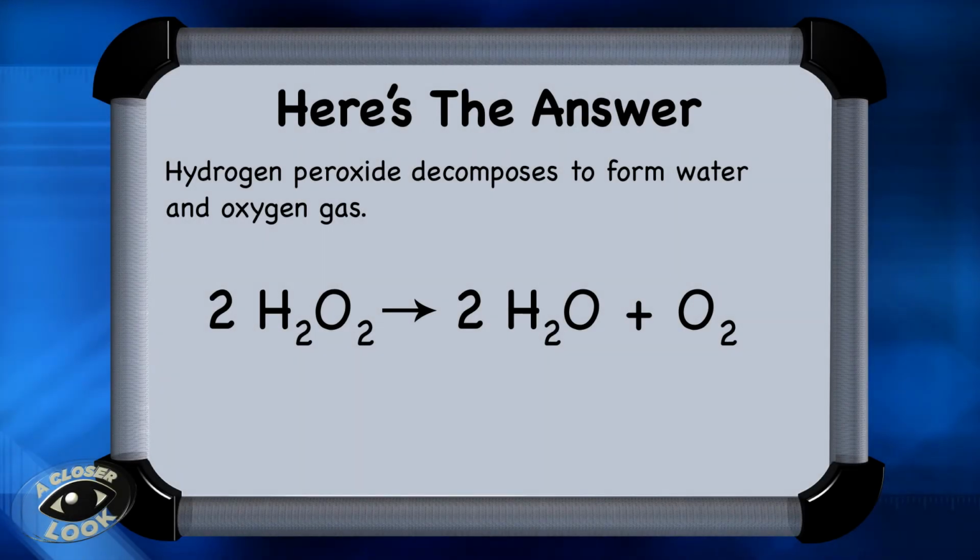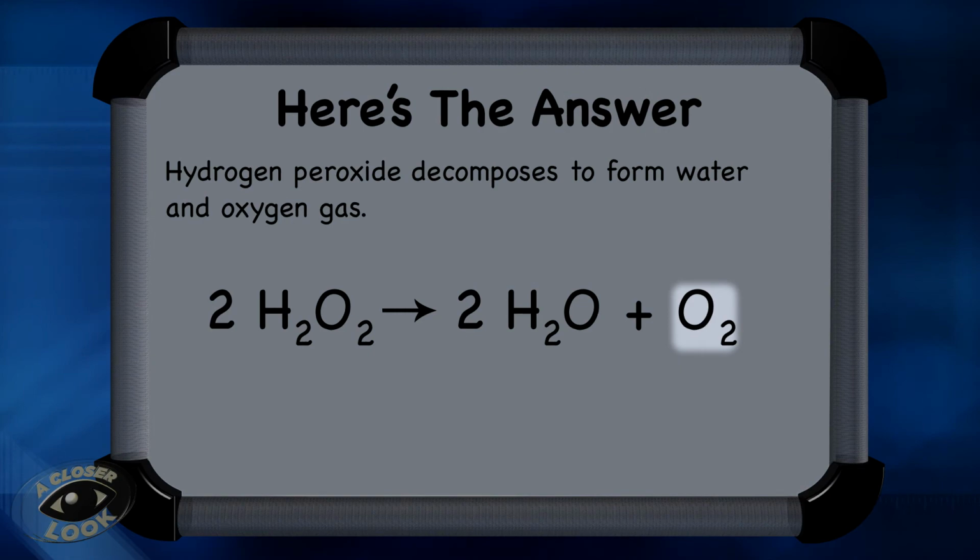Hopefully your balanced equation looks like this. 2 moles of hydrogen peroxide decomposing to form 2 moles of water and 1 mole of oxygen. Here's how it was done. The first thing you may have noticed was that there were 3 oxygens total on the product side: 2 from the oxygen and 1 from the water.